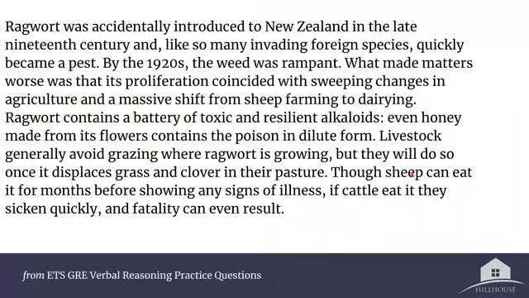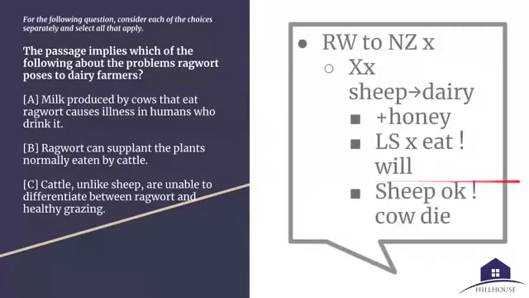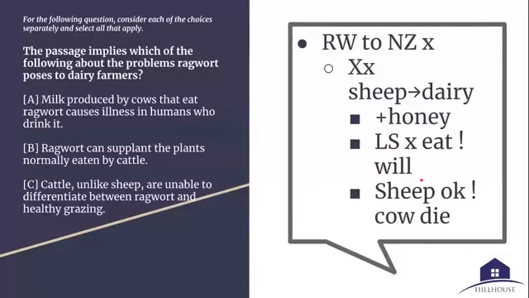But if we actually go back to the passage, we see where we got that: livestock generally avoid grazing where ragwort is growing, but that's why we had that exclamation point, they will do so once it displaces grass and clover in their pasture. So maybe a better note that we could have taken is livestock won't eat, but will when displaced, or something like that, which would have helped us answer this with more confidence and quicker. So yeah, the correct answer is B.